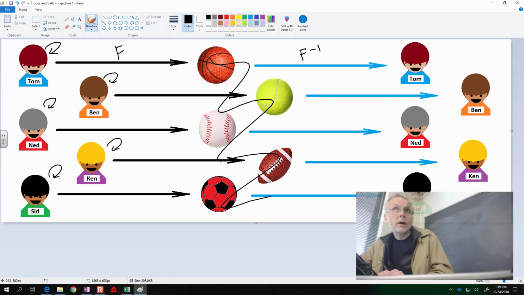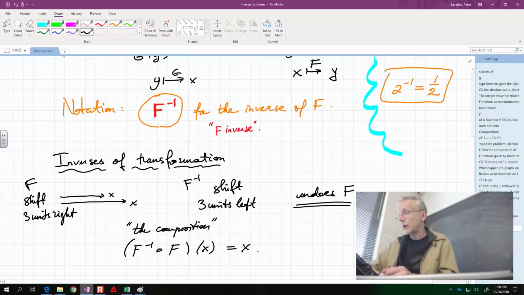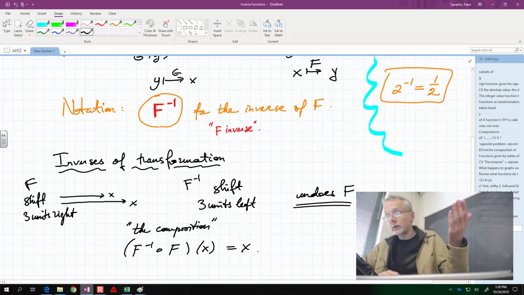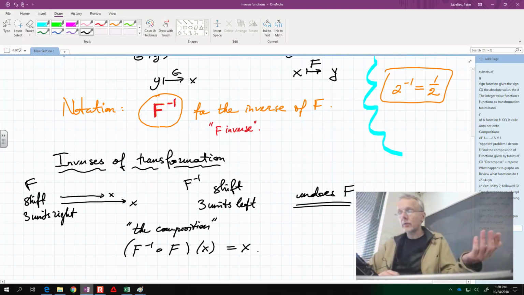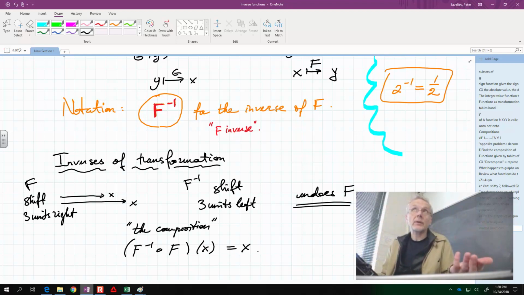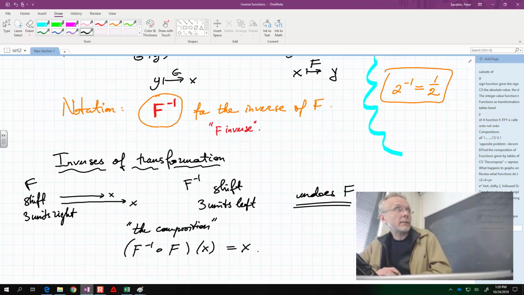Right? If you want to think in terms of transformation, it is even more obvious. It is literally shift 3 units to the right and then to the left. What's the effect of this combination of these steps? Nothing. You will end up where you started. Right?